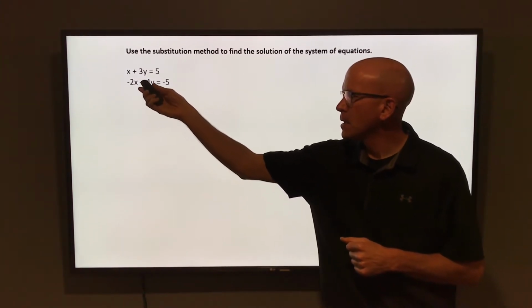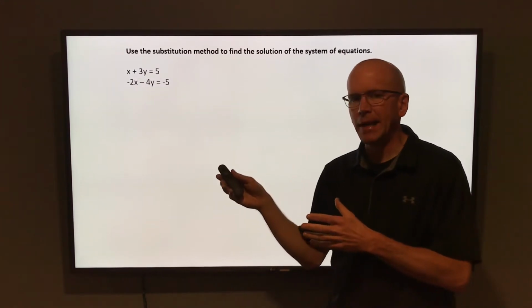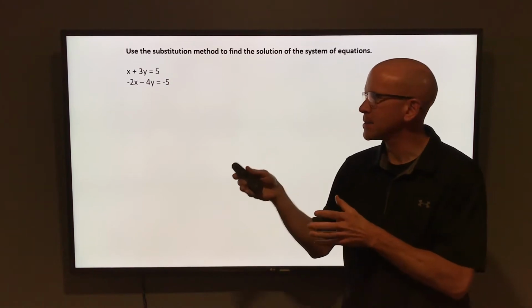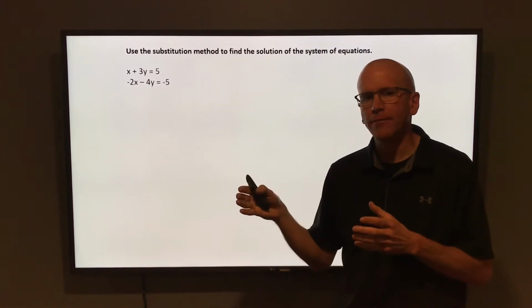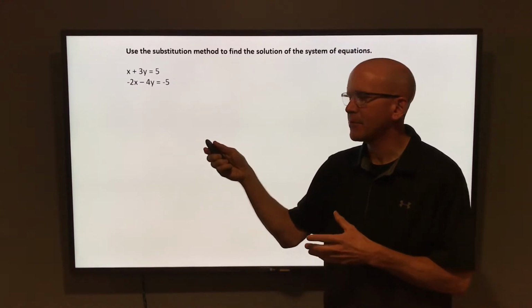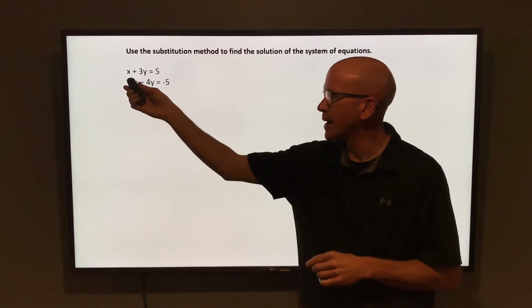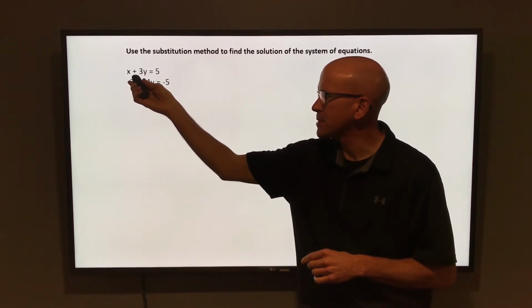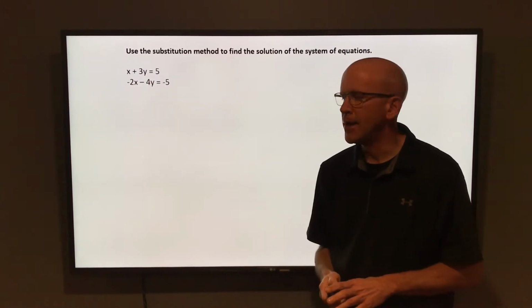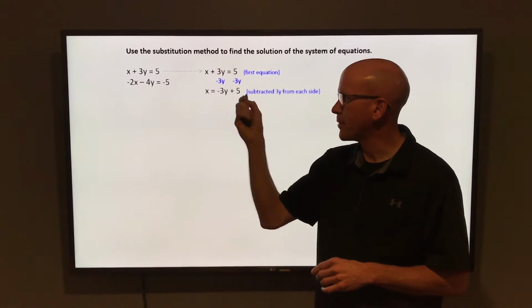So if you're using the substitution method, you want to get one of these equations to read x equals or y equals. So isolate either the x or the y in one of these equations. And you want to look for either x or y that does not have a number showing in front of it. That's the easiest variable to isolate. So right there, that x with no number showing in front of it, if I simply subtract 3y from each side, that equation would become x equals negative 3y plus 5.